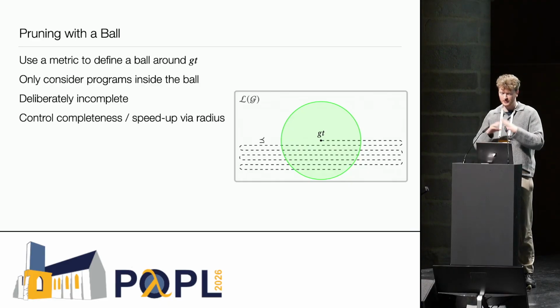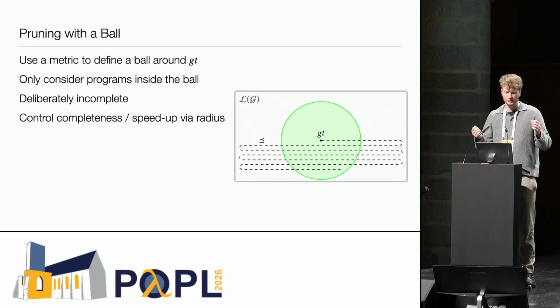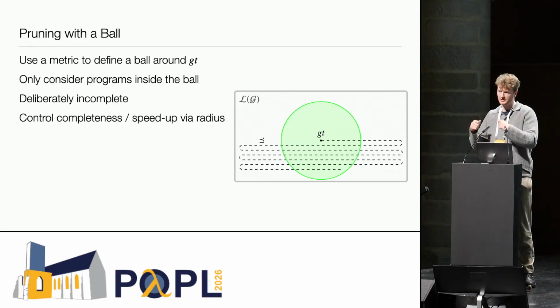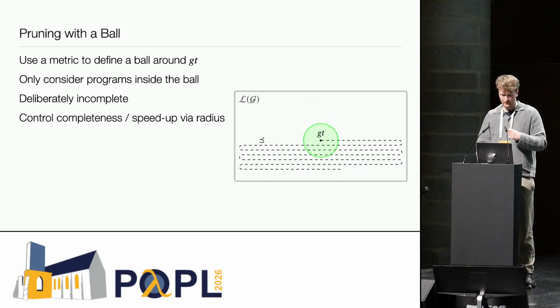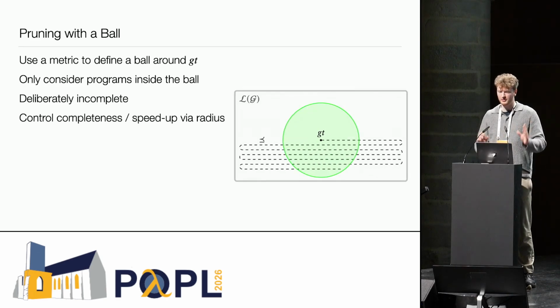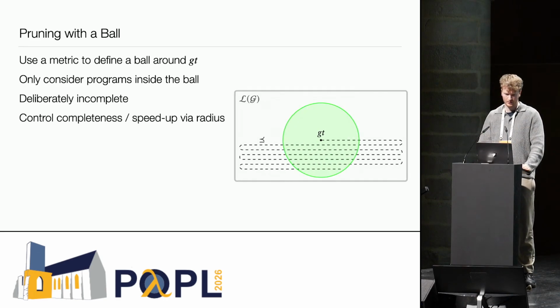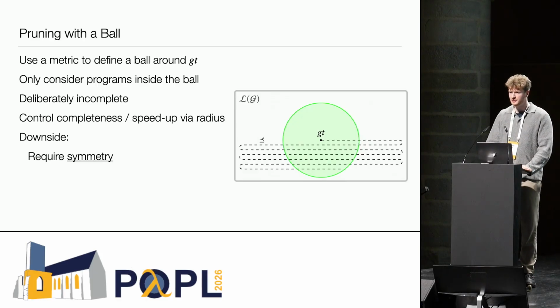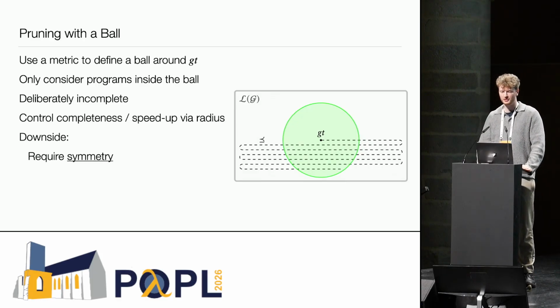We can have this rather big radius, then we get more completeness, but less speed up. We can have this smaller radius, so we are more incomplete, but we have a bigger speed up because we consider fewer programs, or we can find some middle ground. One downside here is that metrics require symmetry, but I'll get to that point later.